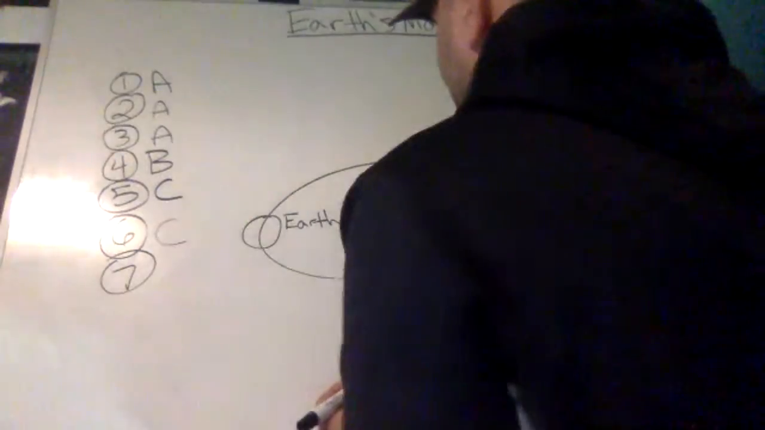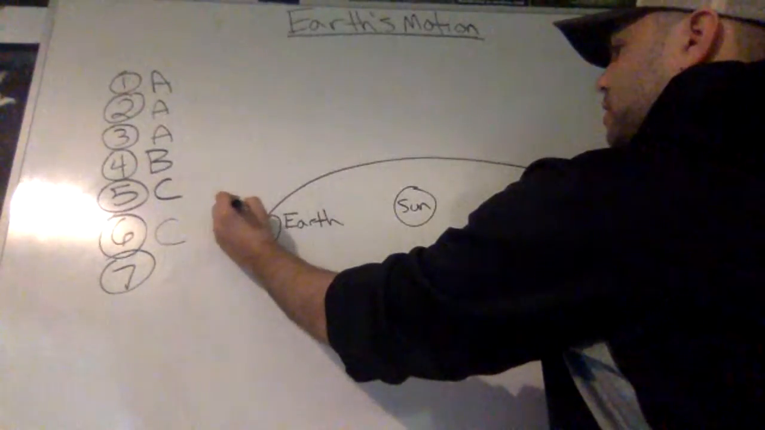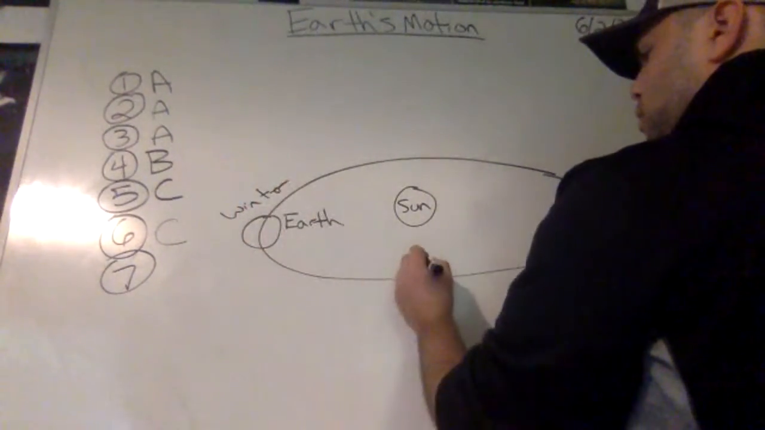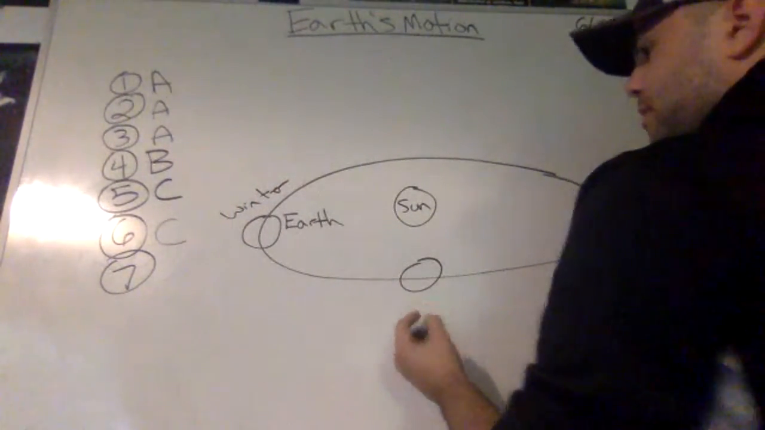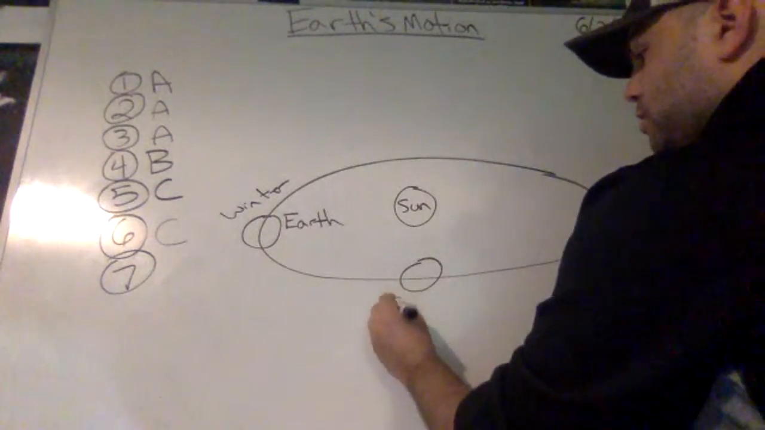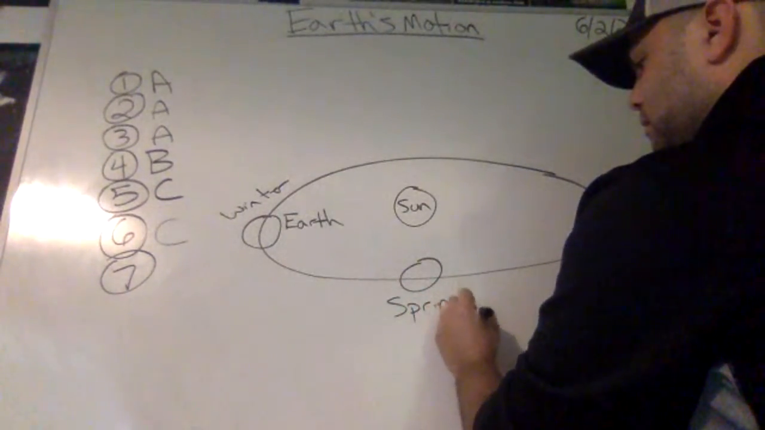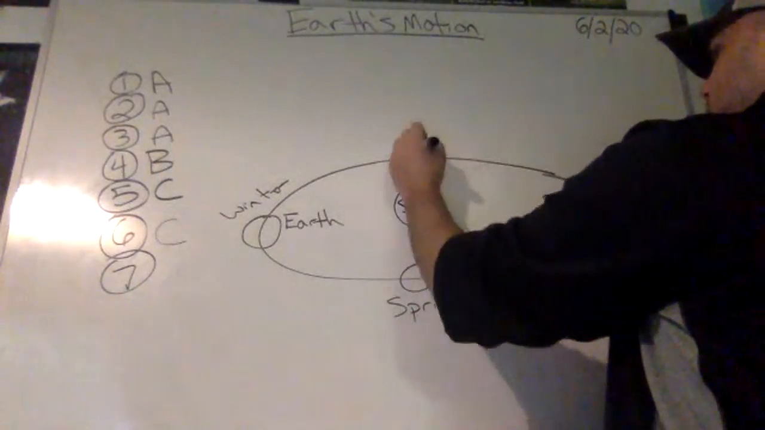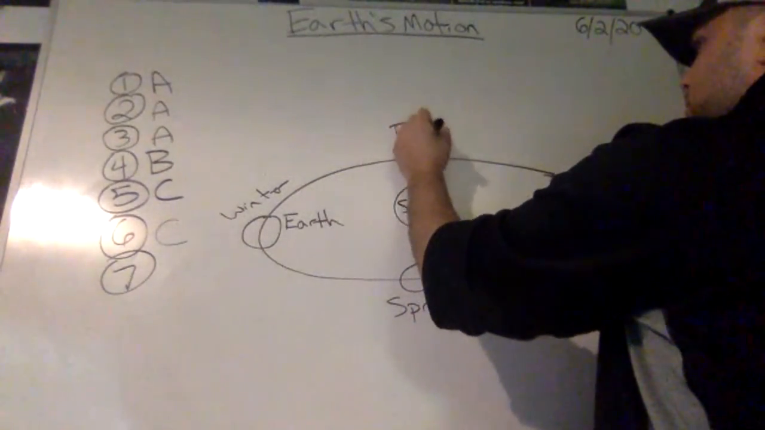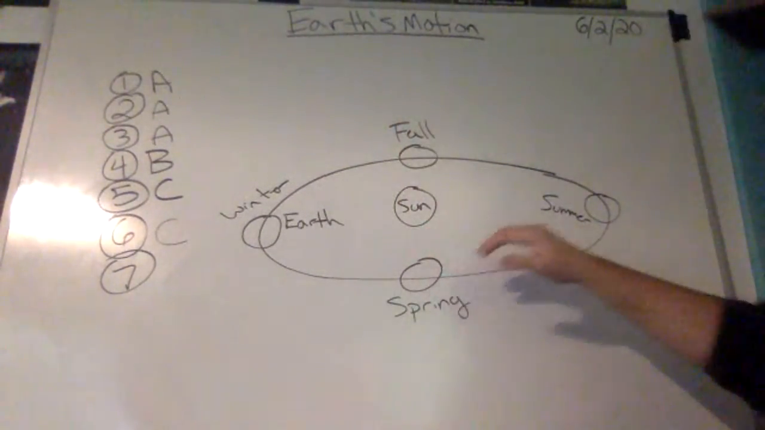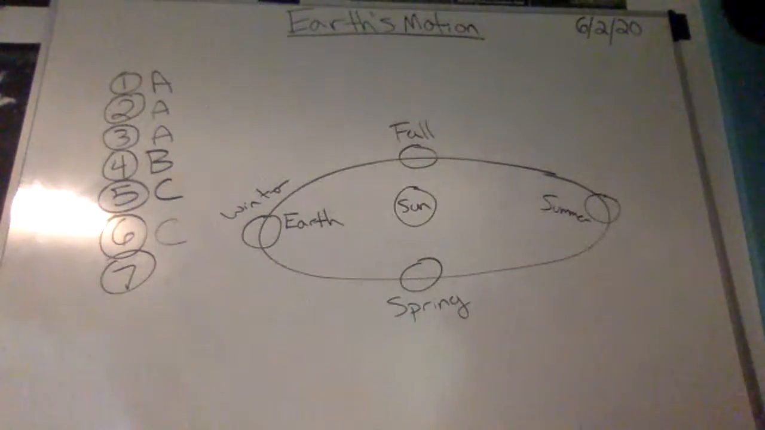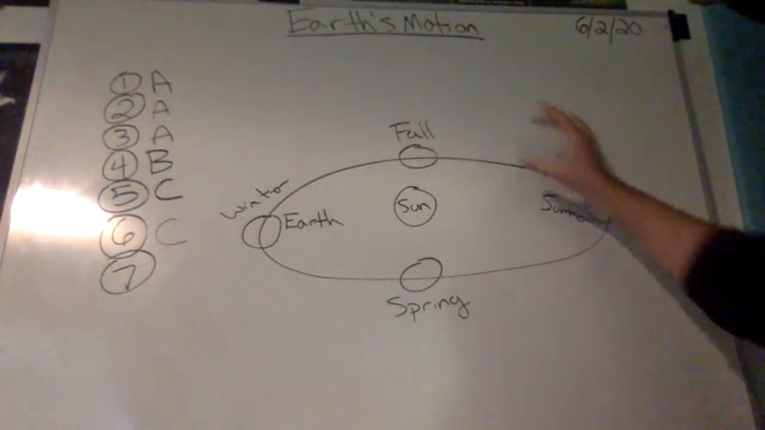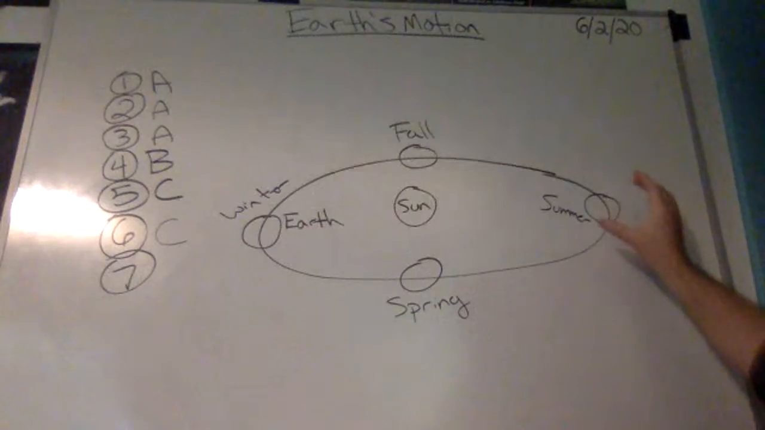So right here, let's say this is the winter. We go over here. The next season that we get into is the spring. Over here is the summer. And then over here is the fall. Okay? The sun is not moving. But what changes with the time of year that affects us is where the Earth is positioned around the sun. That's what time it is.